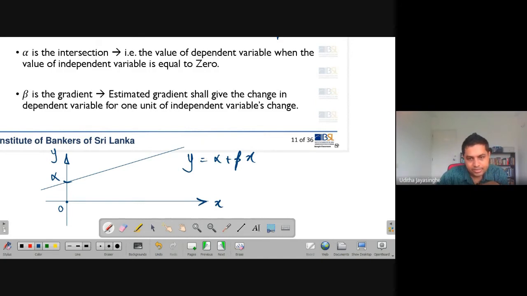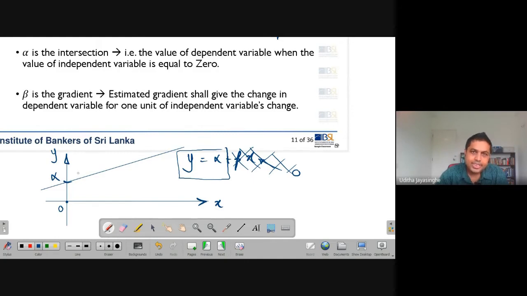Once you put the value for x as 0, what is going to happen to this portion? This is going to get chopped off, and y is equal to alpha. So that's how we interpret it.